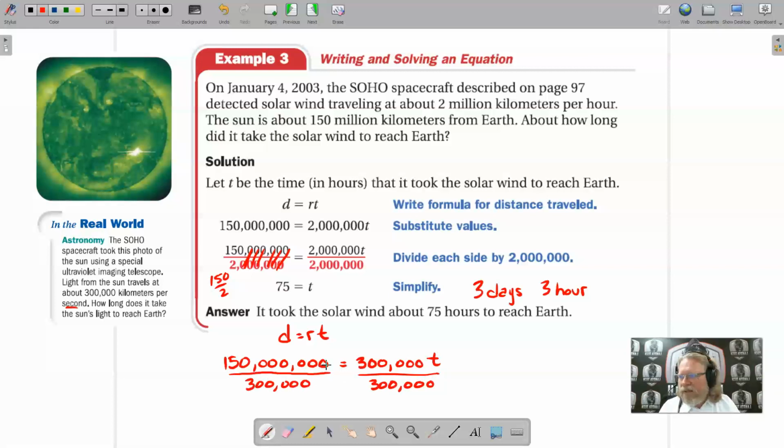Now we can start canceling zeros out. So that one cancels that. Those three cancel them. That cancels that. So what's left is 1500 divided by 3. Well, if I just look at the 15 part here, I know that 15 divided by 3 is 5. And now let's throw these two zeros back on. So it's going to be 500.